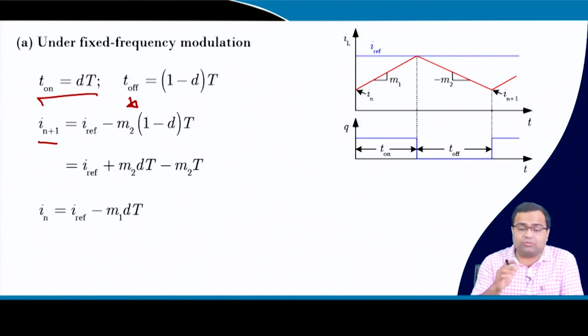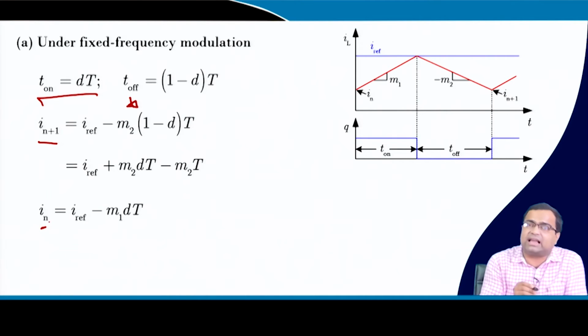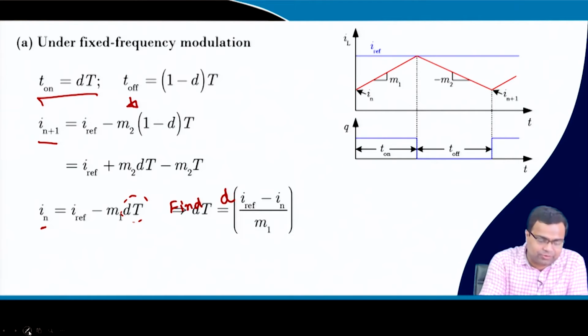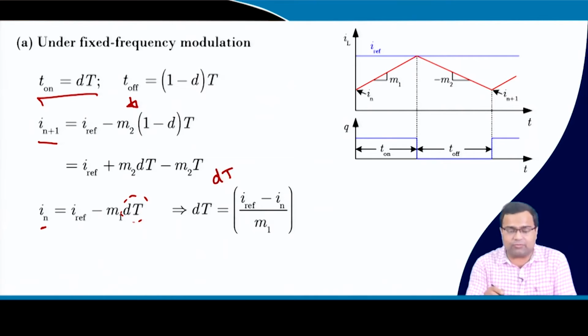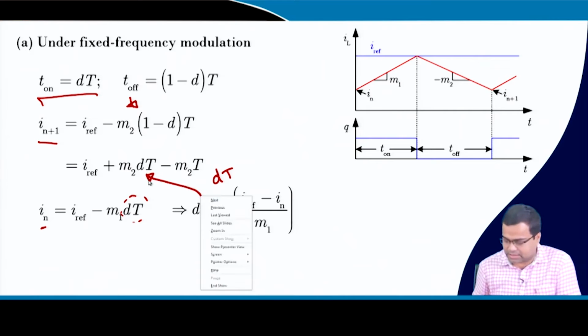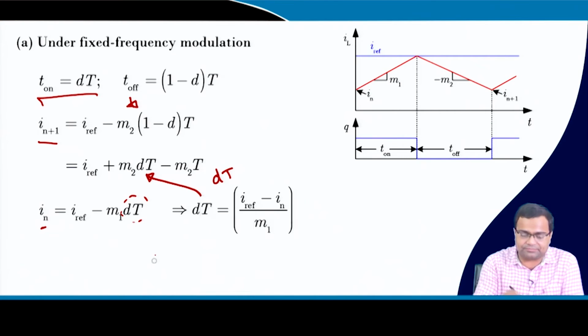Then I want to get this dT. So, what was the I n equation? It was I ref minus M1 into T on, and T on is nothing but dT. So, from this equation I want to find d. Basically you have to find out dT. Then we substitute this into this equation, and then what will we get here?